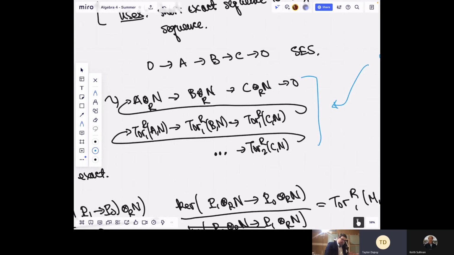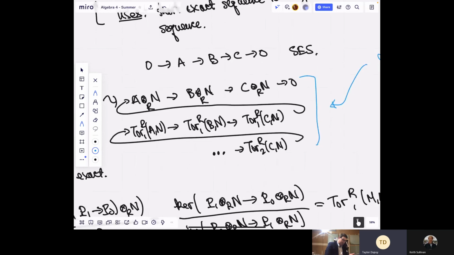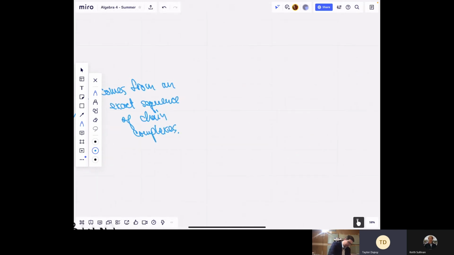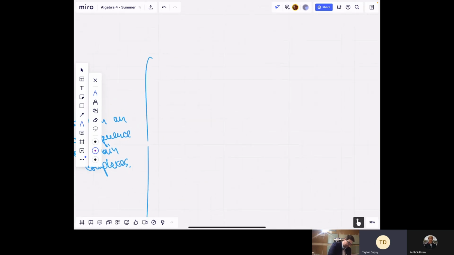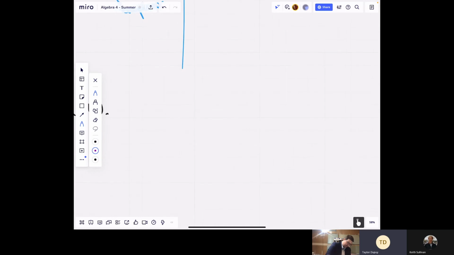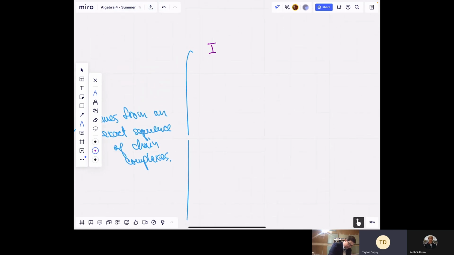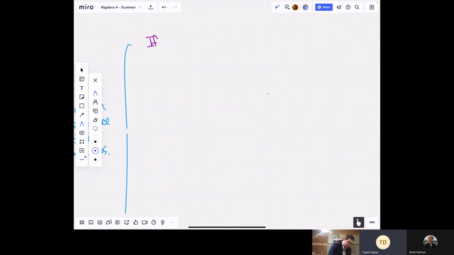Okay, maybe I can say a little bit about this. Let me remind you while we're here what this means. This is a property we talked about a long time ago. It says that if we have chain complexes, if A to B to C is a map of chain complexes, is a short exact sequence of chain complexes.